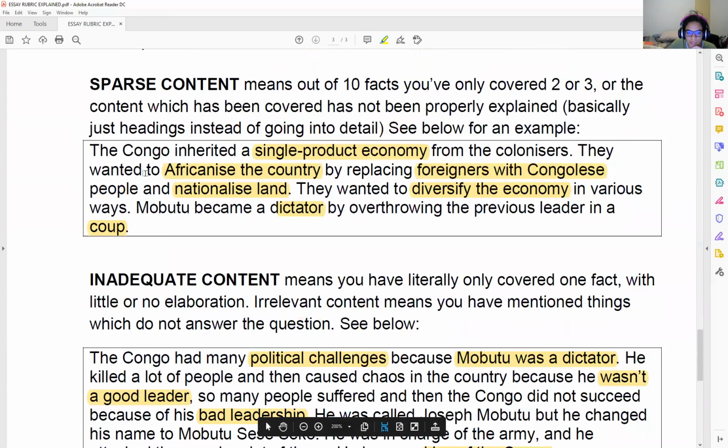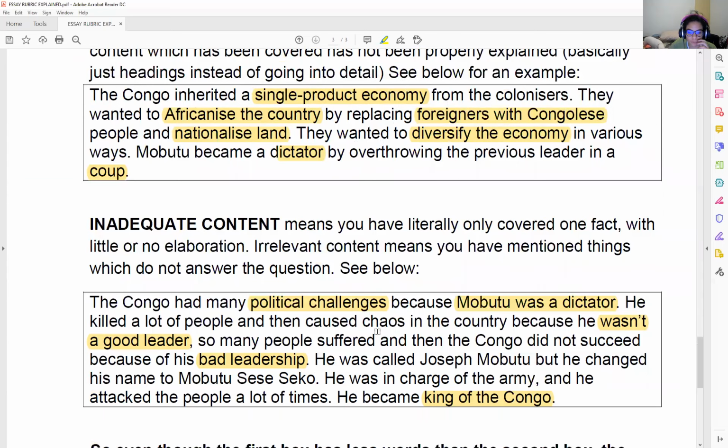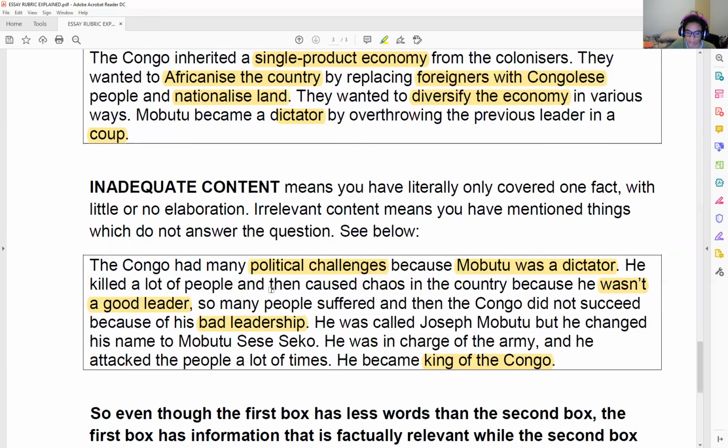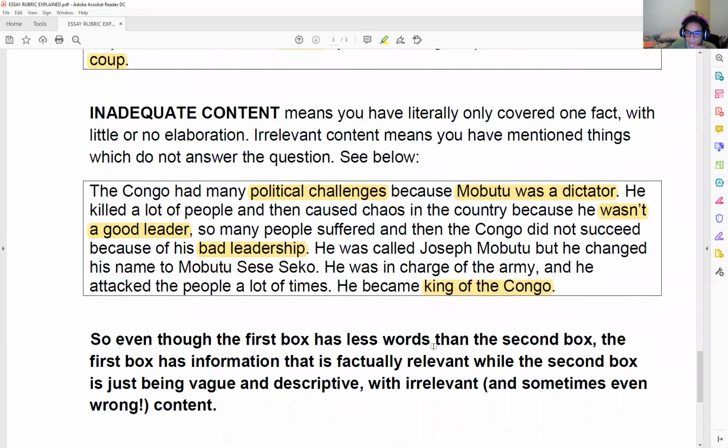So what do you notice? You notice that this thing is only 1, 2, 3, 4 sentences long, but it's got far more facts than this, which is much longer, but doesn't actually give me facts or factual information. So that's the difference, therefore, between sparse content and inadequate content. So even though the first box has less words than the second box, the first box has information that is factually relevant, while the second box is just being vague and descriptive with irrelevant and sometimes wrong content.